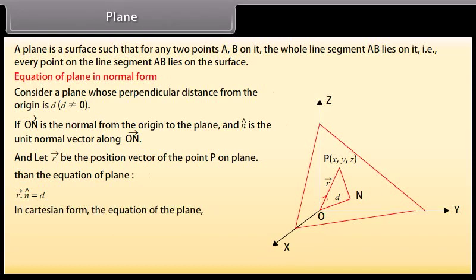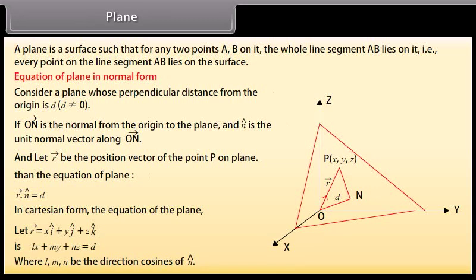In Cartesian form, the equation of the plane: let vector r equal x i cap plus y j cap plus z k cap; the equation is lx plus my plus nz equals d, where l, m, n are the direction cosines of n cap.